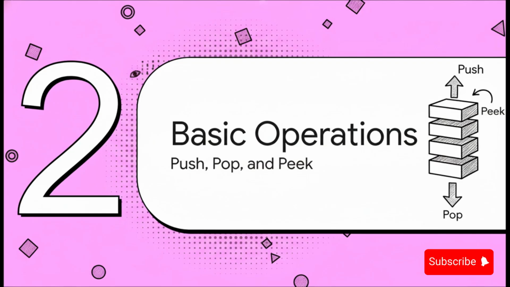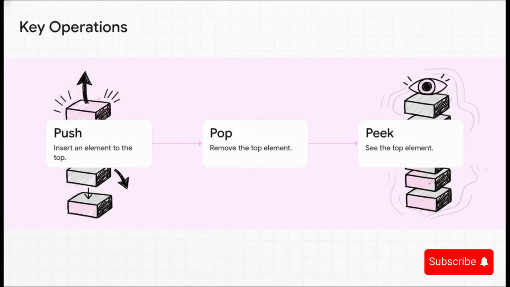So now that we know the big rule, only touch the top, let's talk about what we can actually do. In programming, we call these actions operations. And the beautiful thing about a stack is its simplicity. You don't need a huge instruction manual. There are really just 3 basic moves to master. And here they are. First up is push. That's just our word for putting a new plate on top of the stack. Next, we have pop. You guessed it, that's taking the top plate off. And finally, there's peek. Peeking is like glancing at the top plate to see its design, but without actually picking it up. Push, pop, and peek.